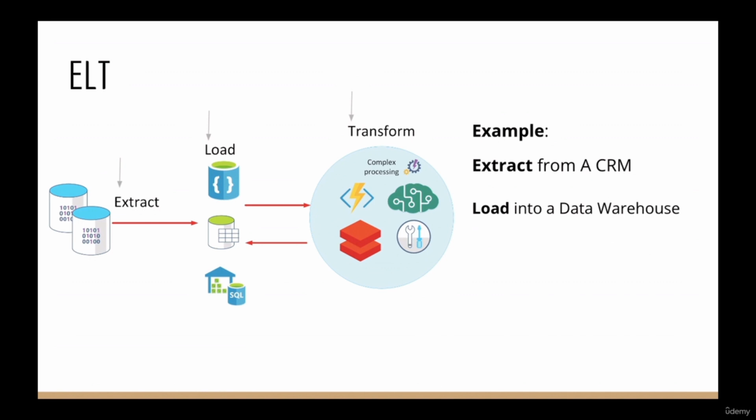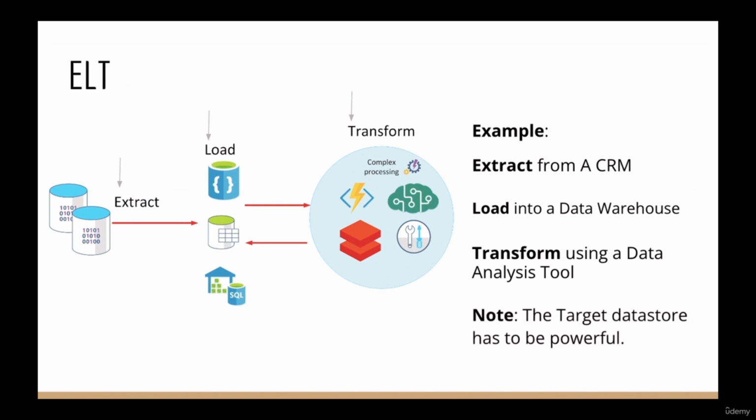So once the data is in the target system, organizations can then run whatever transformations they need. Often you'll see that organizations will transform raw data in different ways for use with different data analysis tools or business processes. And since the data store used to perform the transformation is the same data store where the data is ultimately consumed, it's very important that the target data store is powerful enough to transform the data.